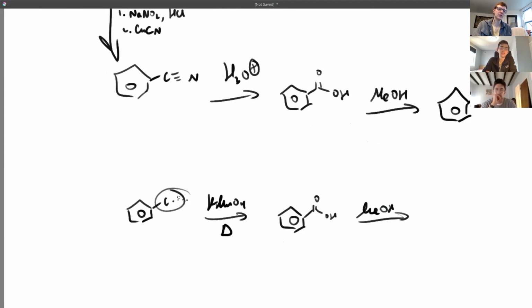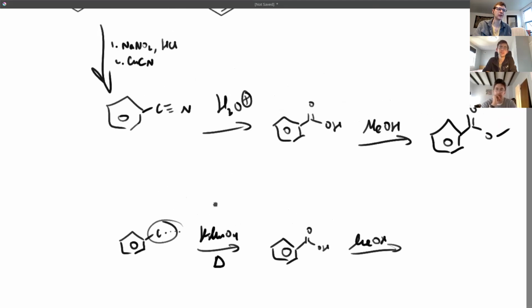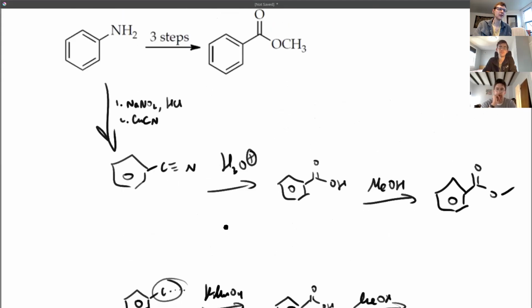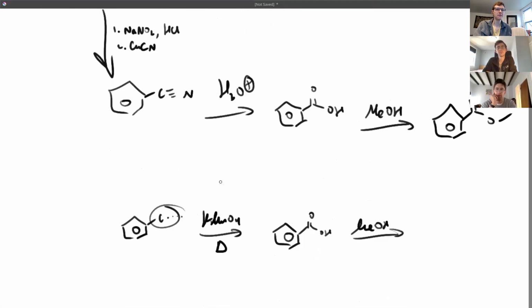I mean, you could react it with an ester, right? You can react the original compound with an ester, which would give you your carboxylic acid, but it's going to be too many carbons, right? Yeah. Could we just add a substituent onto our benzene ring and then just get rid of the amine?